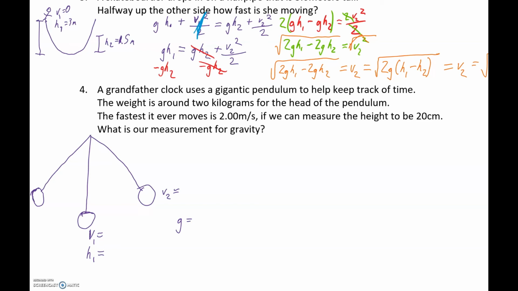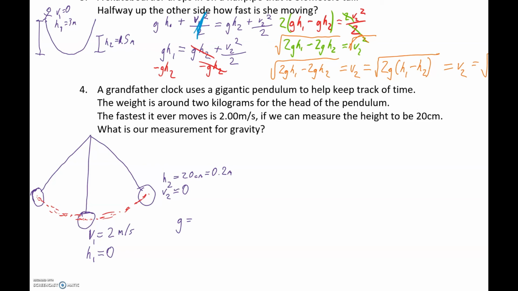So first of all, it says a grandfather clock uses a gigantic pendulum to keep track of time. And so it swings back and forth and back and forth. So you can imagine that this is the weight. It goes this way into this position, then it goes back up into this position, and then back down, back up, etc. Right? Back and forth. And so when it's at this point, its height is actually the maximum. And that is told to us is 20 centimeters, or we need to have that in meters, so 0.2 meters. And velocity is 0, because it's at its maximum height. And at the bottom, the height is 0. And the speed is told to us is 2 meters per second.